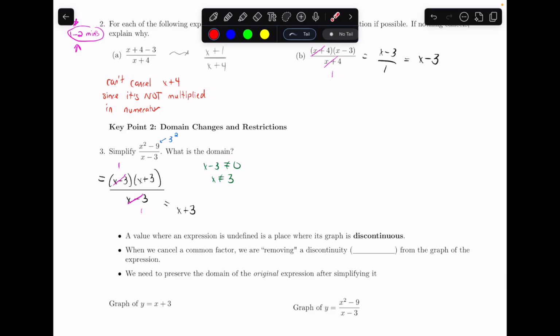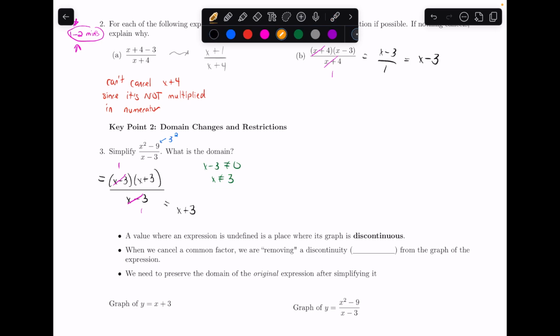If I just look at this simplified form, it seems like I can plug any number in. Like there's nothing I could plug into this that would make me divide by 0. But in the original expression, if I plug 3 in, it's undefined because I'm dividing by 0. So what domain do I use? The one from the original or the one that I seem like I have from the final answer? It turns out we do the one from the original.